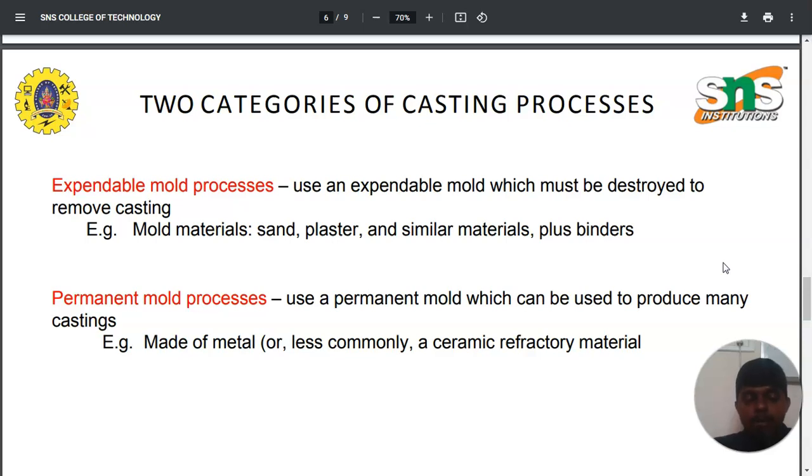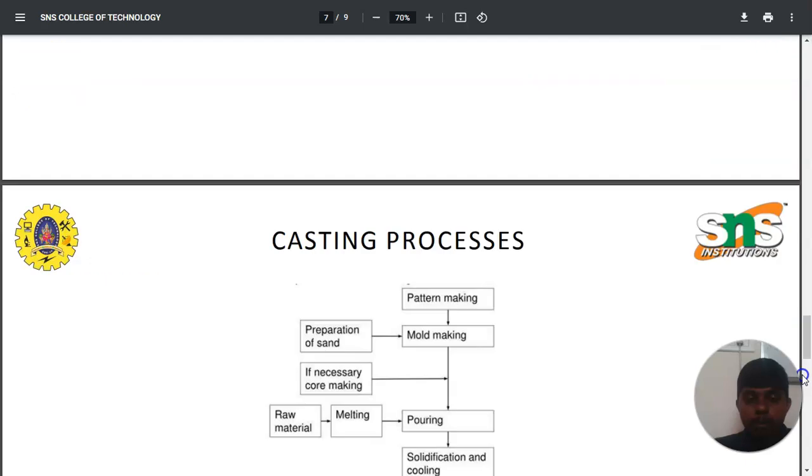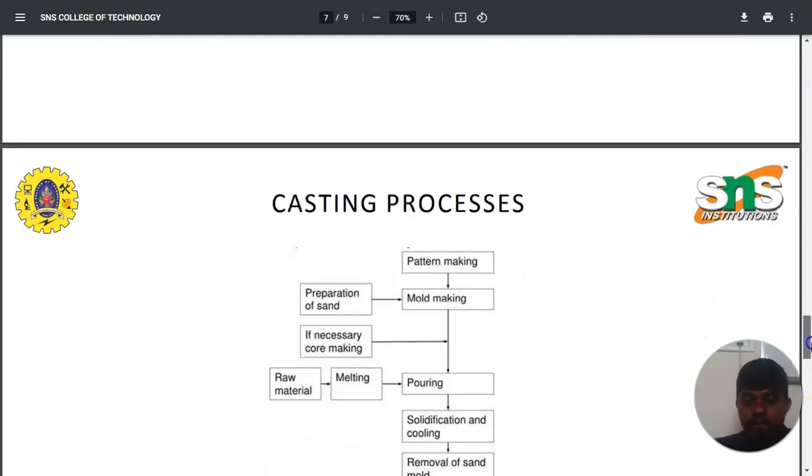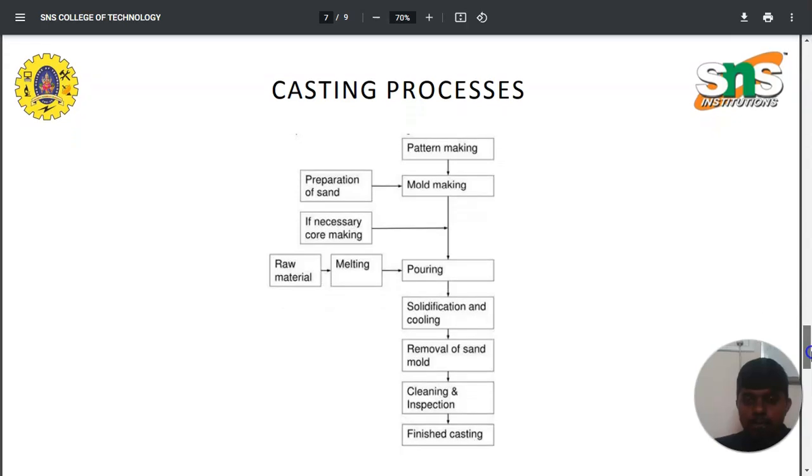If you talk about the permanent mold processes, a permanent mold can be used to produce many castings. For example, molds made of metal or a ceramic refractory material are used in permanent mold processes. We don't need to destroy the mold to remove the casting.